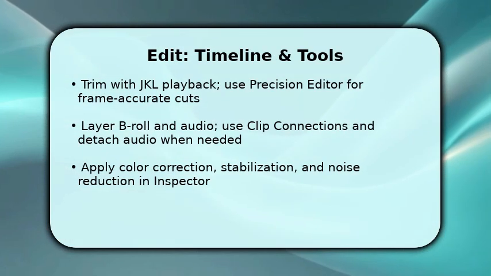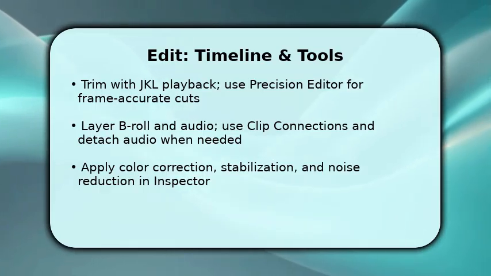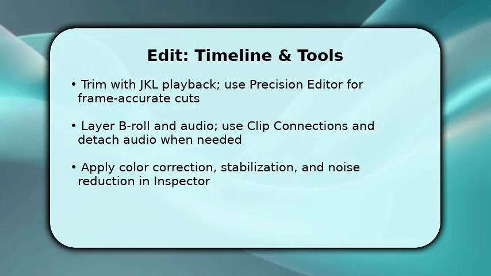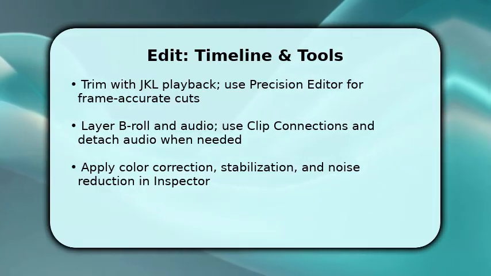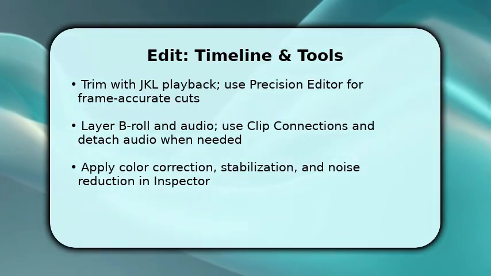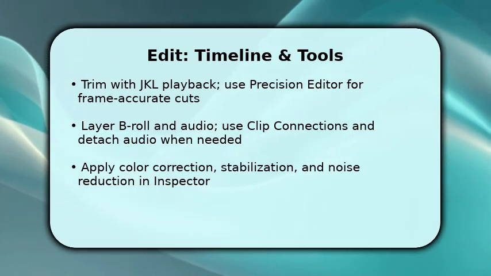Now you assemble the story. Drag primary clips to the timeline, then add B-roll above as connected clips so they follow edits. Use JKL playback to shuttle and mark in/out points. When precision matters, open the precision editor for exact trims.